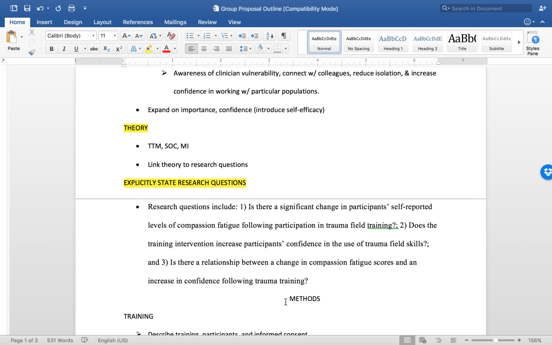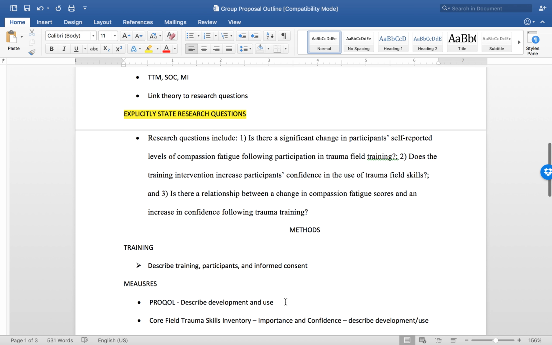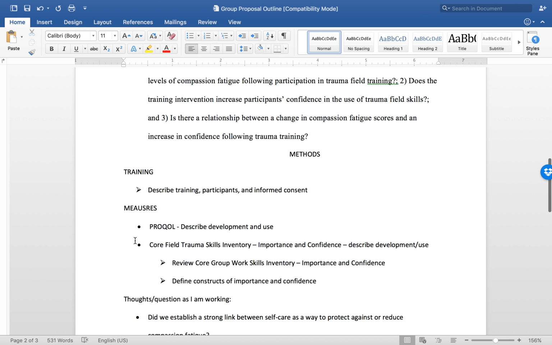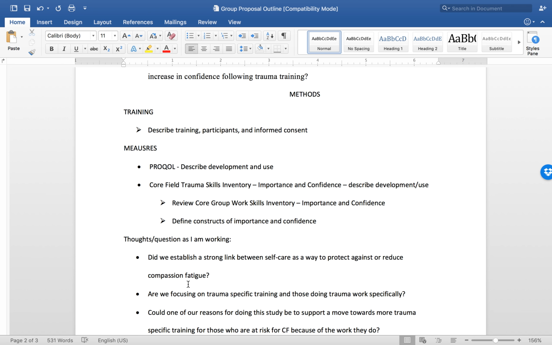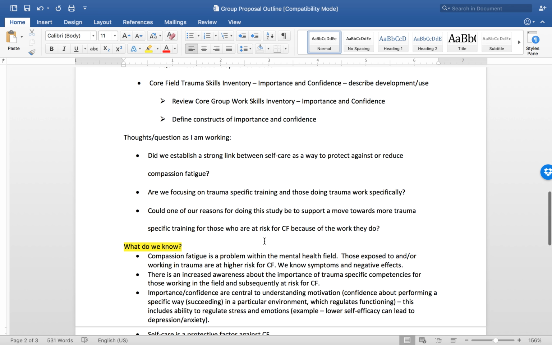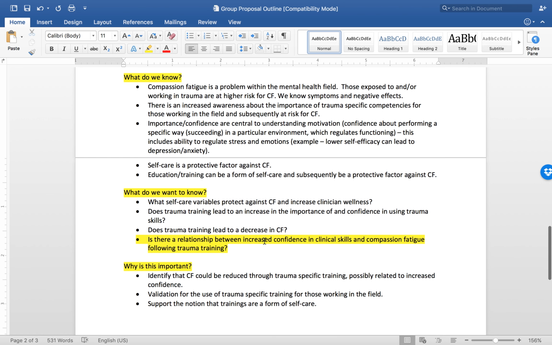And then here you can see, since we're not just doing the lit review for the group project proposal, we have the methods section. We go in to include our measures. And then again, as a group, we have questions towards the bottom. So if you remember at residency, you were doing, what do we know? What do we want to know? And this is the same thing. We have our topic defined in our questions.